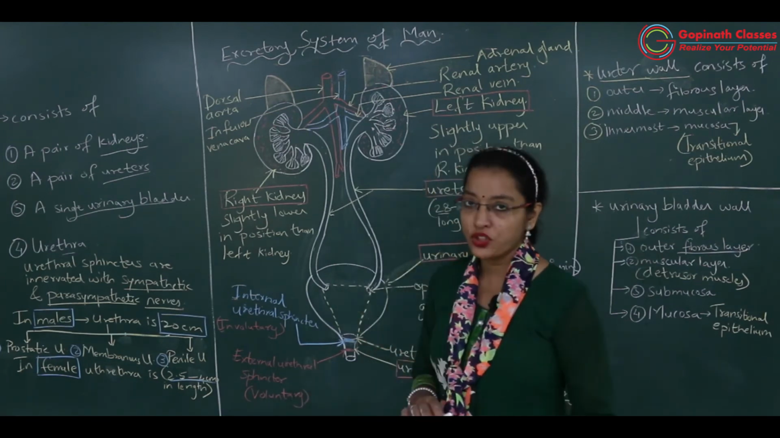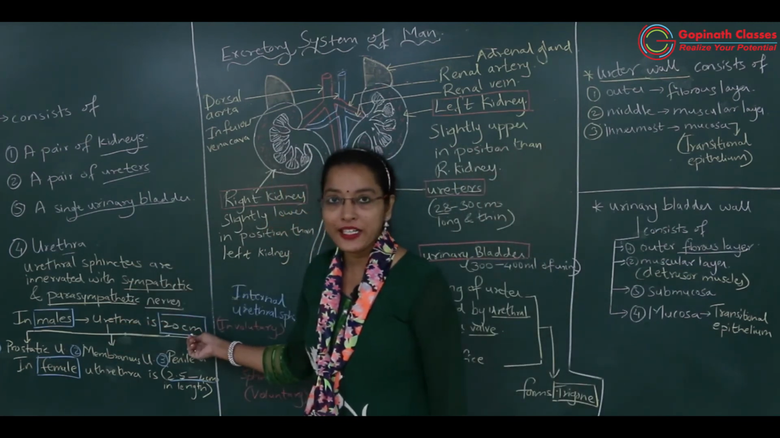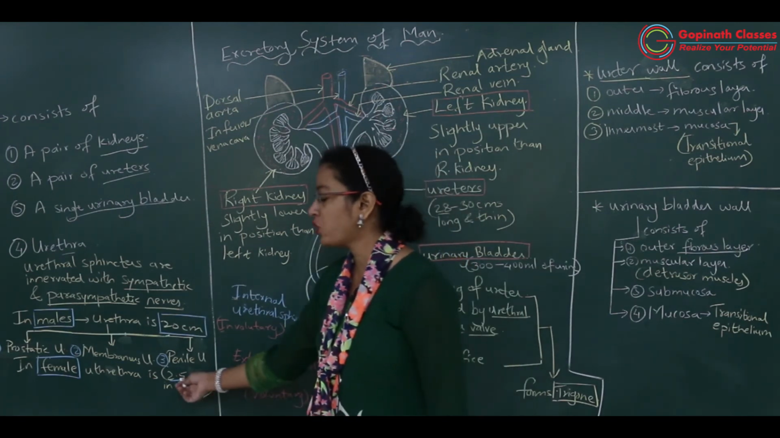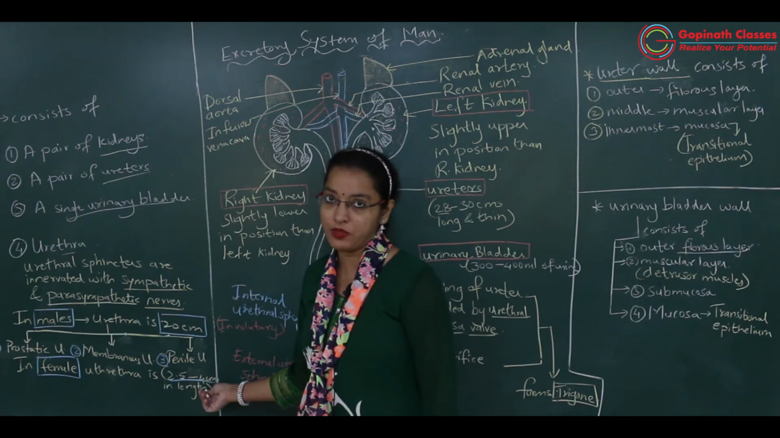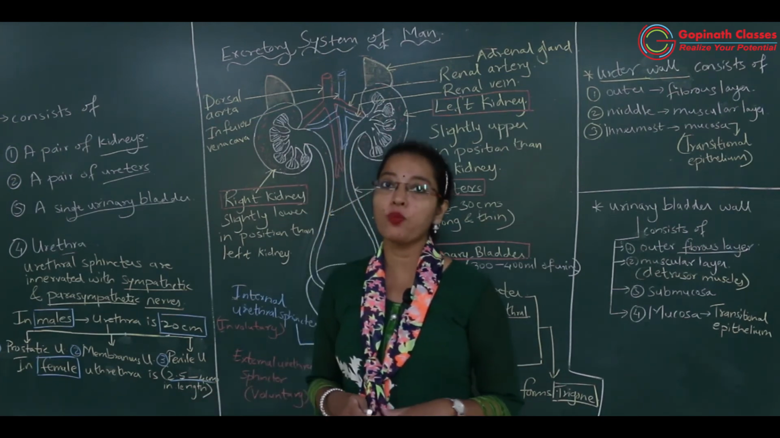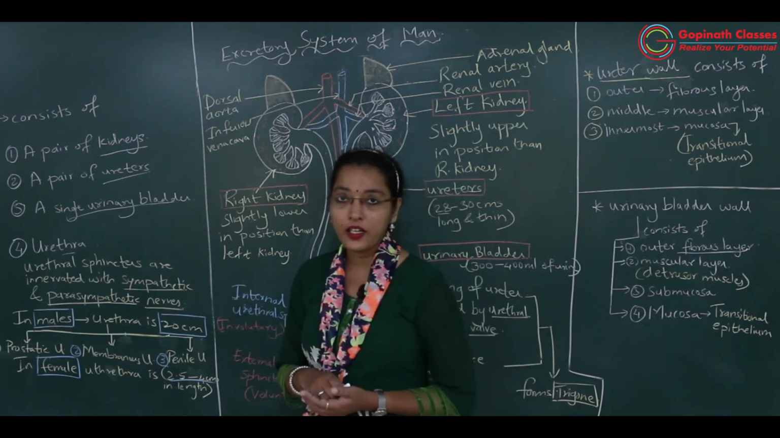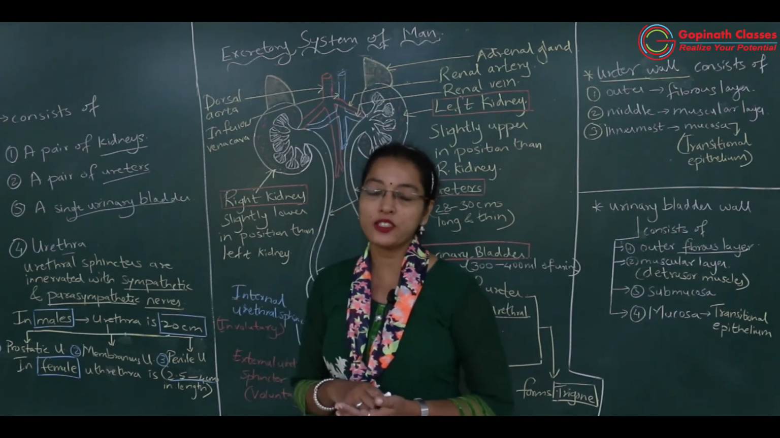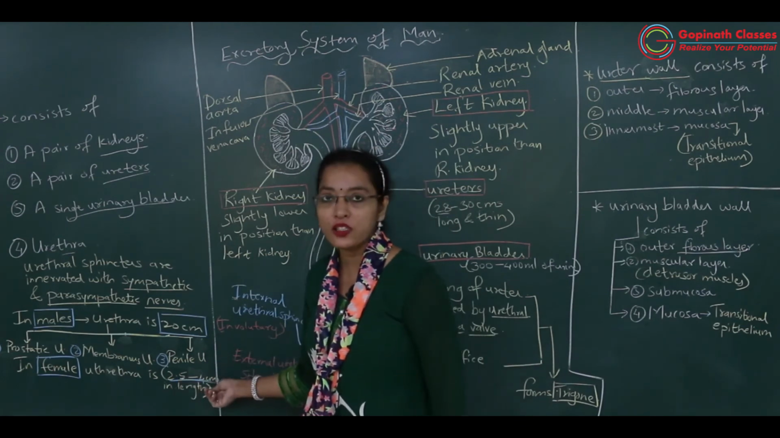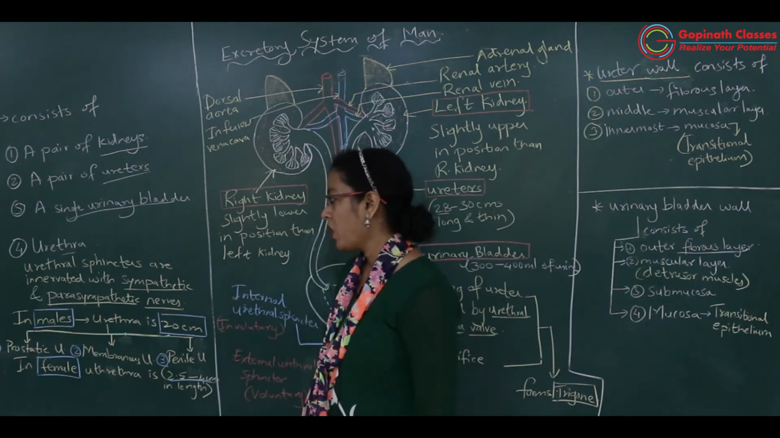Now the urethra in males is 20 centimeters. It is very long, whereas in females it is only 2.5 to 4 centimeters. So that's why in females urethral infection is more common as compared to males. सबसे ज़्यादा urethral infections females में होता है as compared to males because the size of the urethra is very short, 2.5 to 4 centimeters.